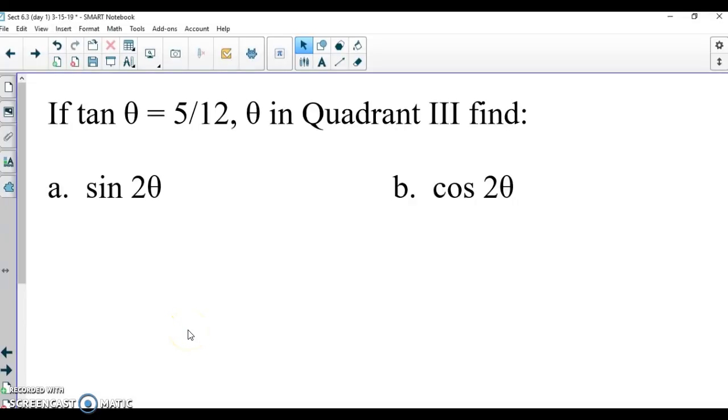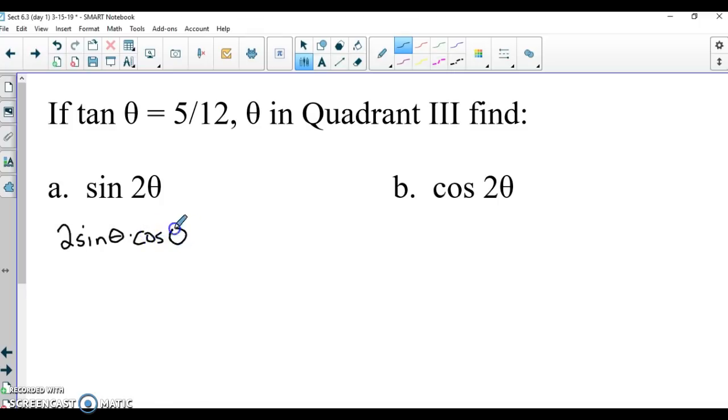All right, let's take a look at an example that deals with the double angle identities. So if you take a look at this one, tangent of theta equals 5/12. Theta is in quadrant 3, so we need to find the sine of 2 theta, and we need to find the cosine of 2 theta. Well, the sine of 2 theta is 2 sine theta times cosine of theta.